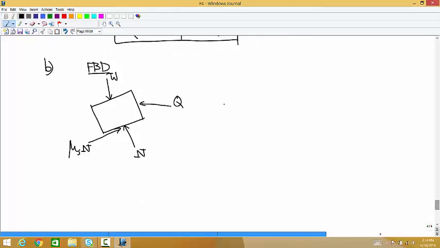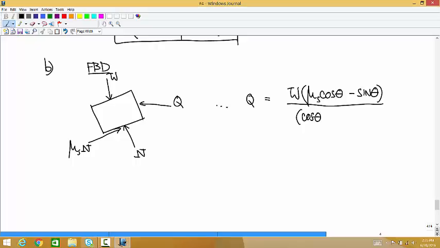And you can go through the same analysis, and you get that Q is equal to W times the quantity mu sub s cosine theta minus sine theta, divided by cosine theta plus mu sub s sine theta.